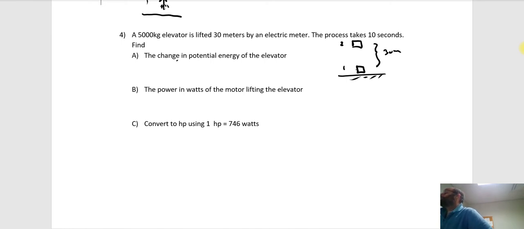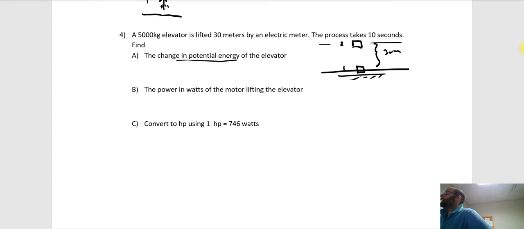So to calculate the change in potential energy, remember potential energy is this quantity that allows you to decide where the 0 is. So if you put the datum here, your PE1 would be 0. Then you can calculate a PE2, which is effectively the change in potential energy.